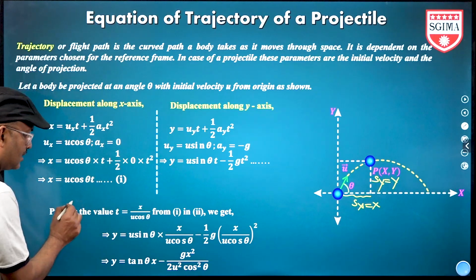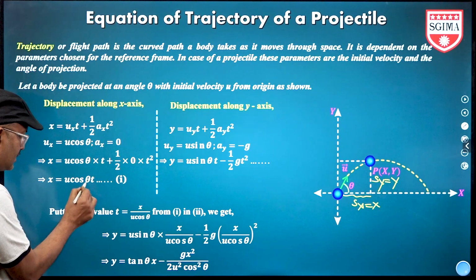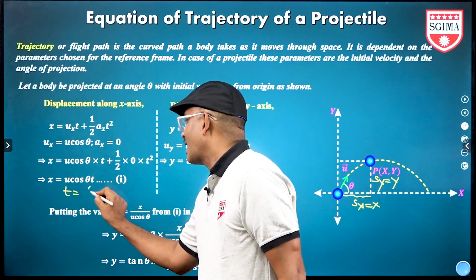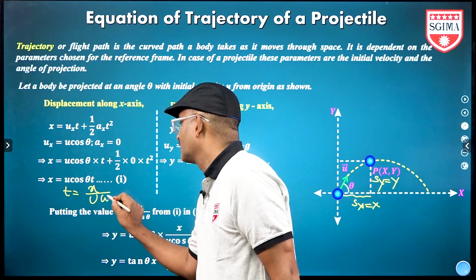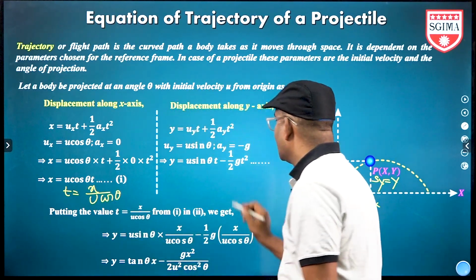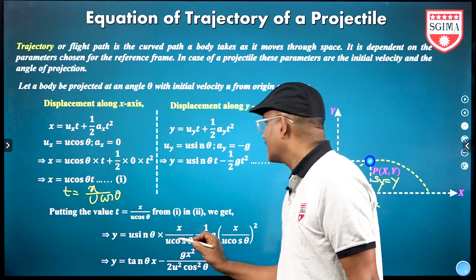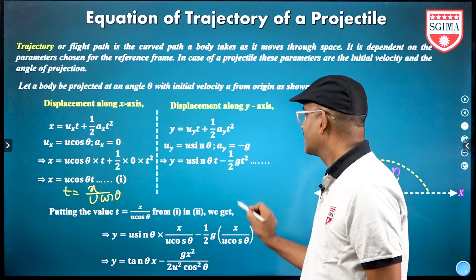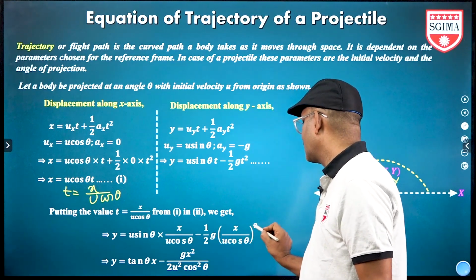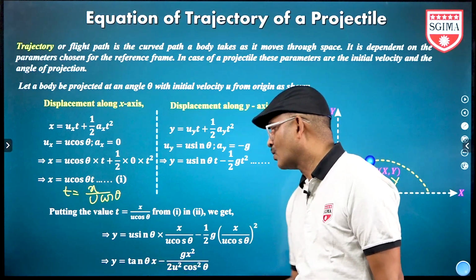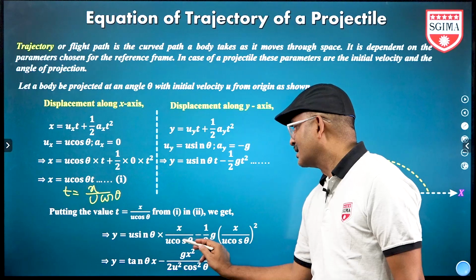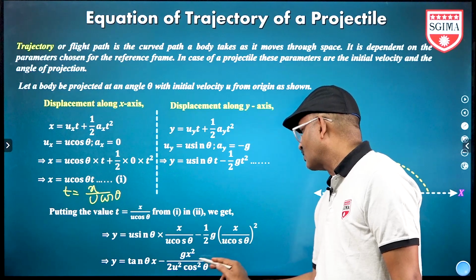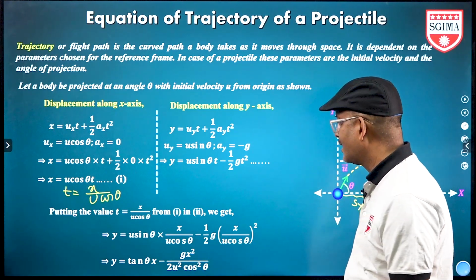Now, from this equation, I am taking the t value. The t value is x by u cos theta. I am putting the t value in this equation: u sin theta into x by u cos theta, minus half g into x by u cos theta whole square. I got y is equal to tan theta x, u will cancel, tan theta x minus gx square by 2u square cos square theta.